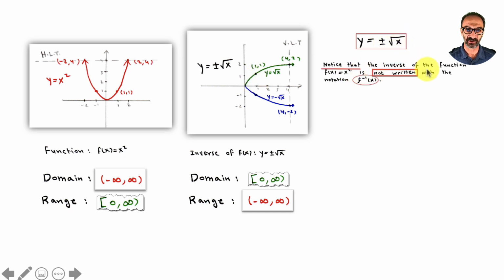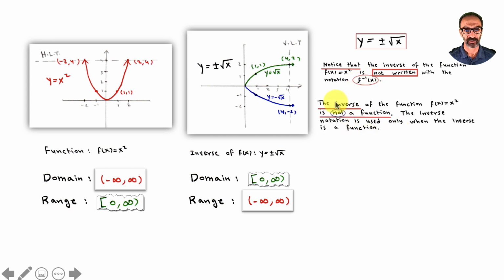Notice that the inverse of the function f of x equals x to the second is not written with the notation f inverse of x. This right here is not written in this format. Why? Because the inverse of the function f of x equals x to the second is not a function. The inverse notation is used only when the inverse is a function.